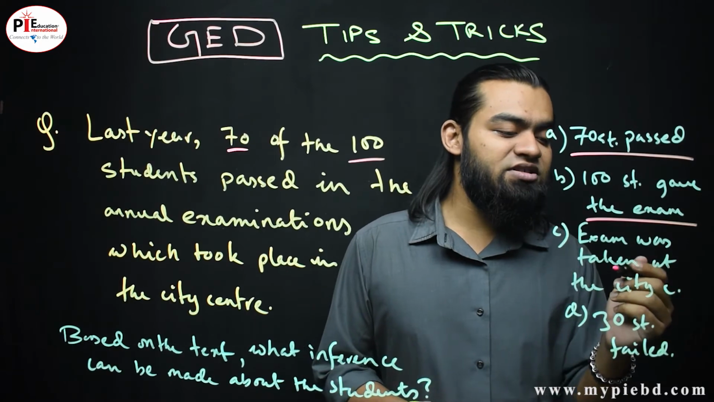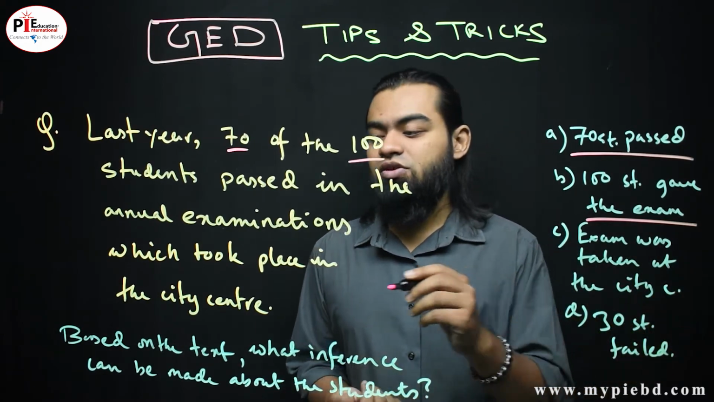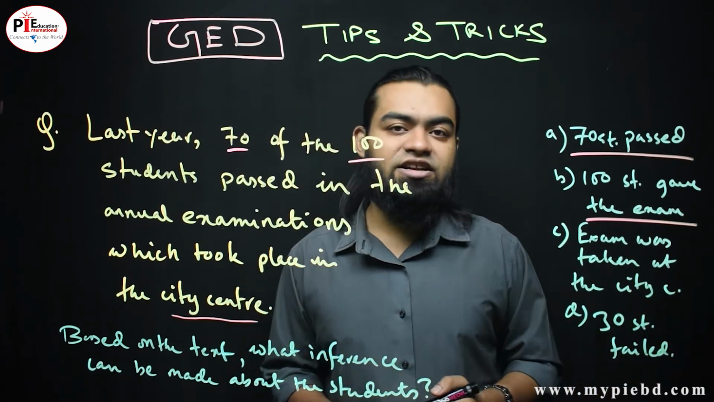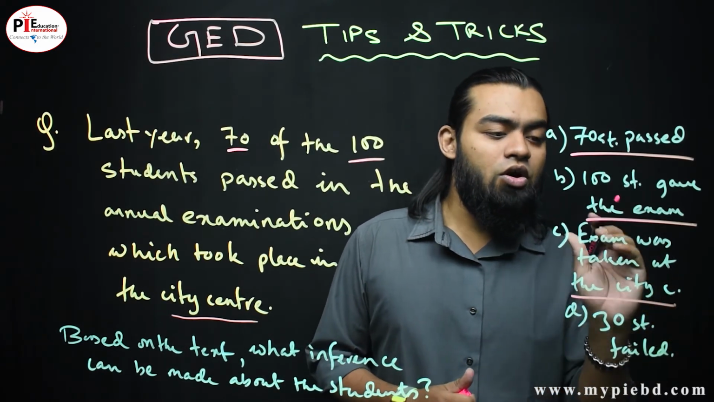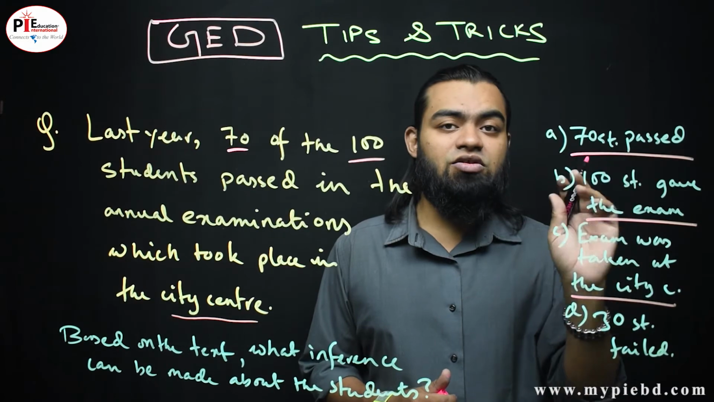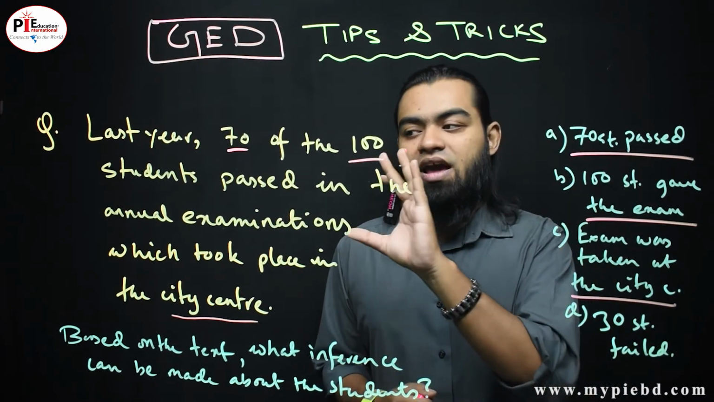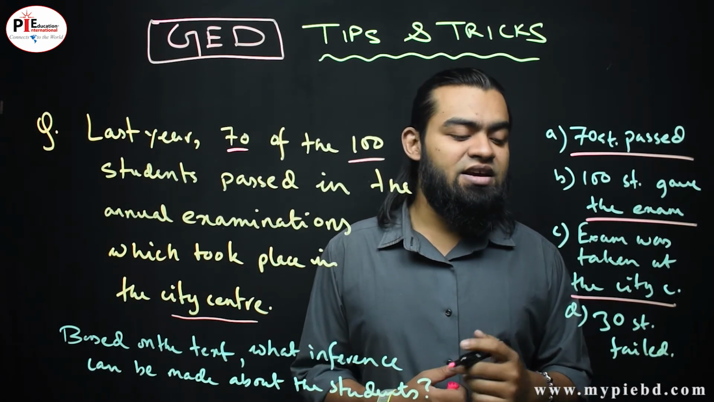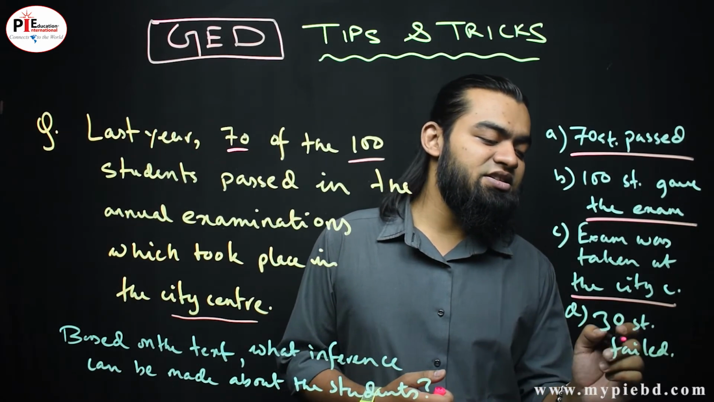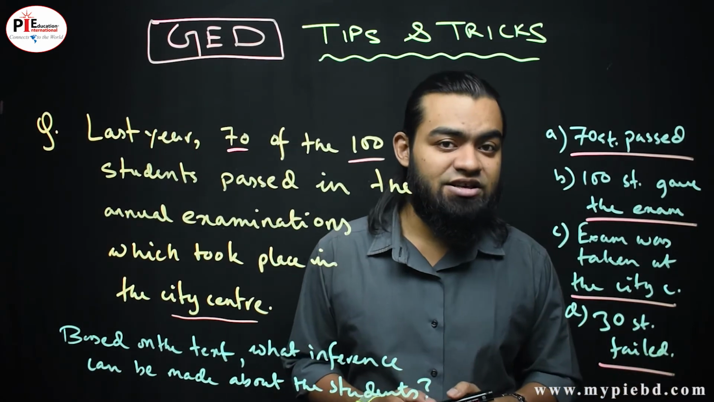C, exam was taken at the city center, which is also correct because the exam was in fact taken at the city center. But this is not our correct answer as well, because all of this information, even though it is absolutely correct and coincides with the passage, is not an inference. The last option says 30 students failed. This is the correct answer.